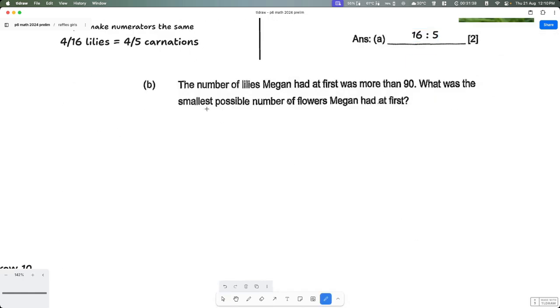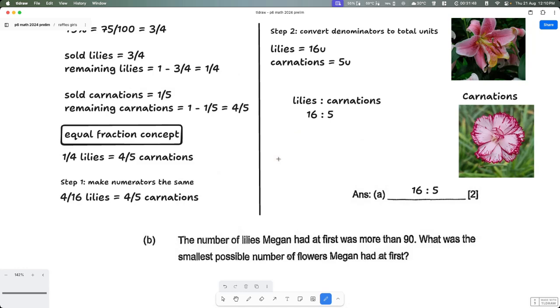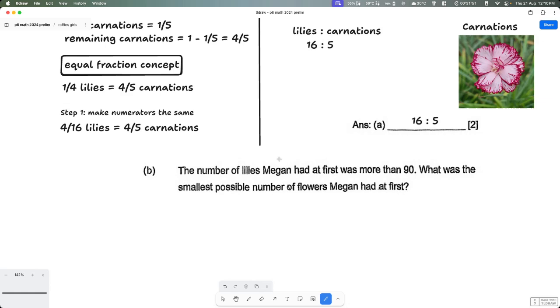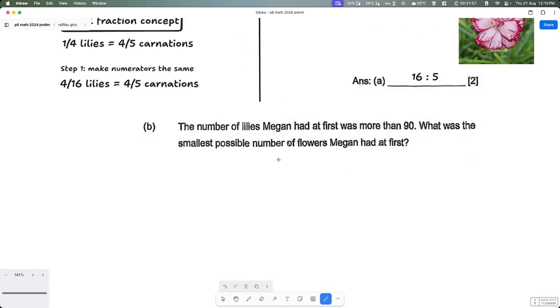Part B. The number of lilies Megan had at first was more than 90. What was the smallest possible number of flowers Megan had at first? So the number of lilies at first was more than 90. So lilies is more than 90, right? If it's only 90, then it's okay, maybe.